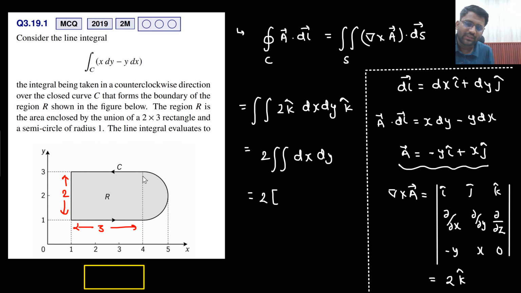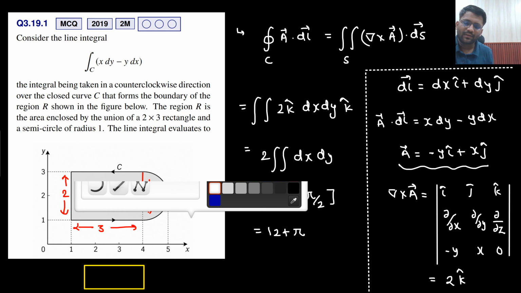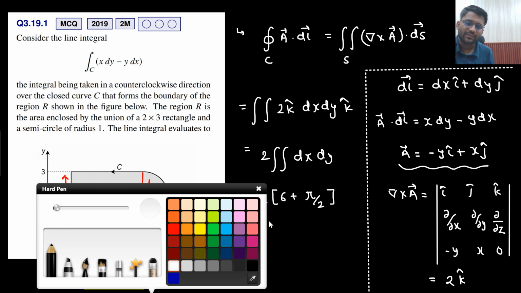So 3 into 2 is 6, and here what is the radius? This radius is 1, right? So this is a half circle and this is a full rectangle. So the full rectangle will be 3 into 2, 6, plus pi r square by 2. What is the answer you are getting? 12 plus pi is the answer that we get.